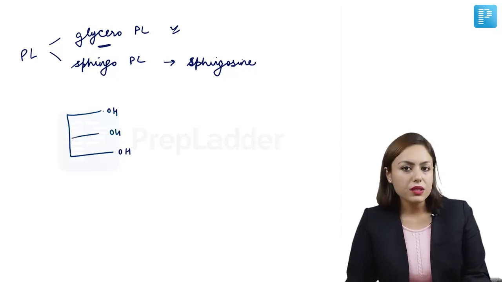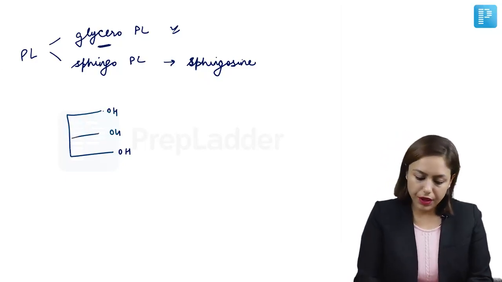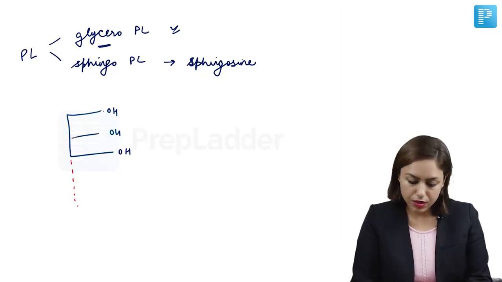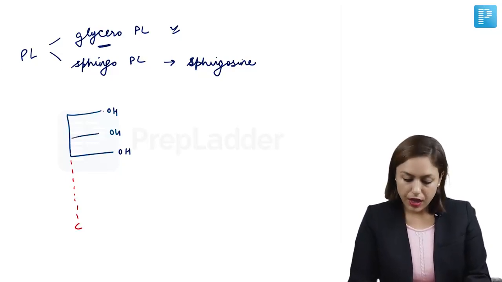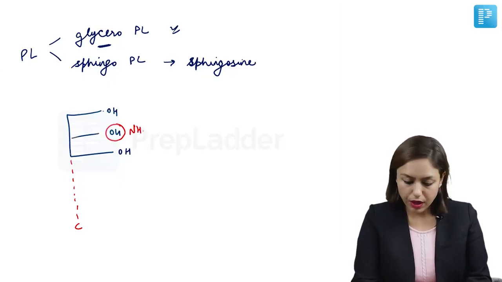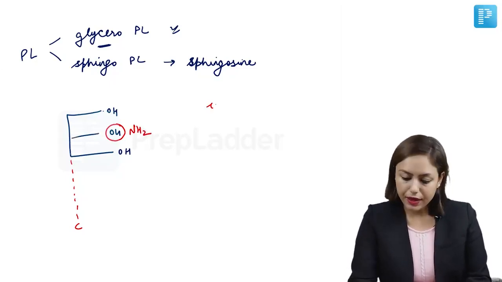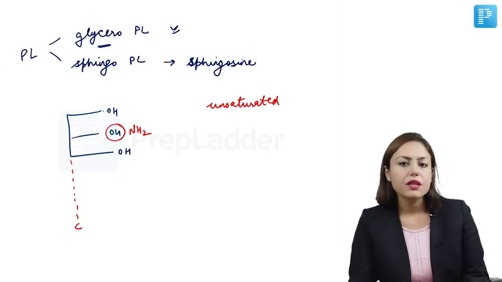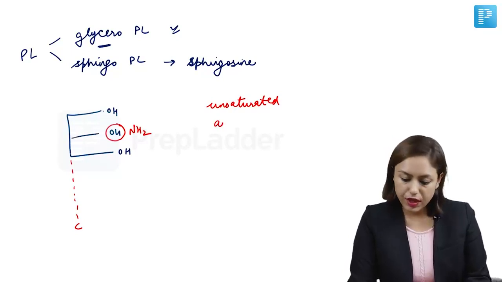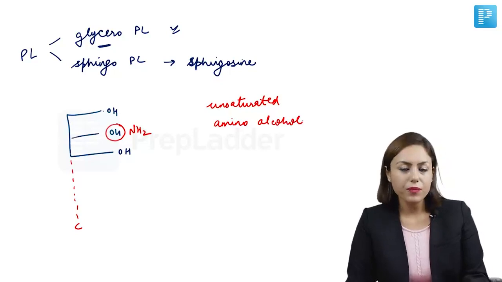Now in glycerol there are only 3 carbons, but in sphingosine this carbon skeleton is extended. This is a long carbon skeleton, and instead of the second-position OH group, it has an amino group, and it is an unsaturated alcohol. Means somewhere in this alcohol there is a double bond. So it is an unsaturated amino alcohol, right?